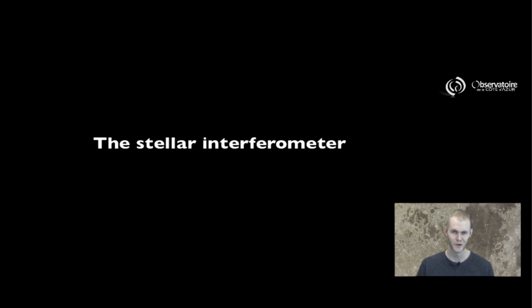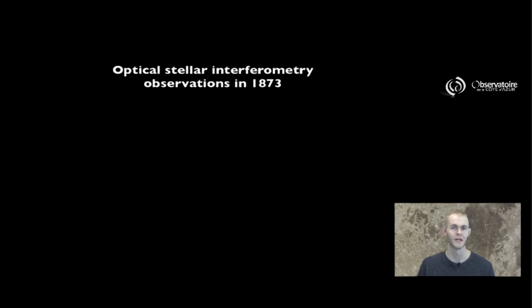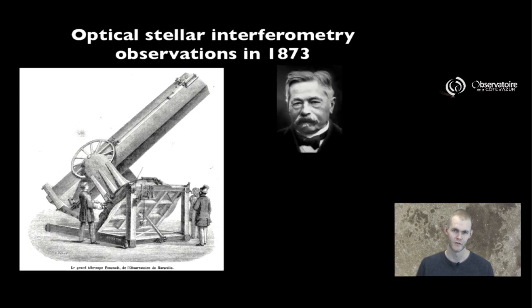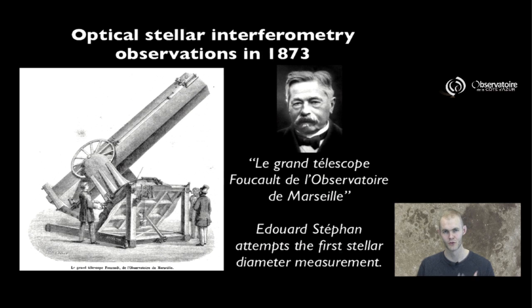The first practical experiment of optical stellar interferometry was indeed performed as early as 1873 by an astronomer named Edouard Stephan, who tried to use it to perform the first direct measurements of angular stellar diameters at the Observatoire de Marseille in 1873, using a telescope known as the Foucault telescope, which was a telescope with an 80 centimeter aperture. And he did so by applying a technique which we now refer to as aperture masking interferometry, that consists in masking out most of the aperture of your telescope.